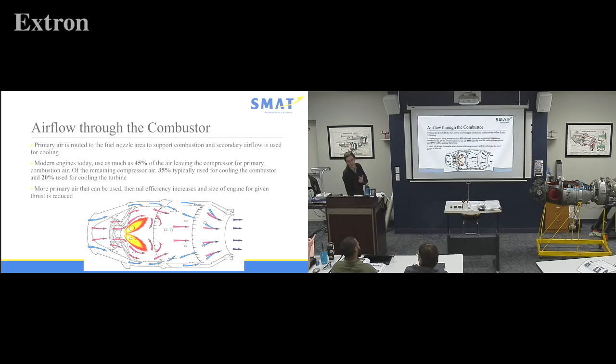I'm still confused on what the difference between primary and secondary is. Oh, so they're just saying primary air is what's being fed into the burner, and secondary air is what's used for cooling. Okay. It's the same air, it's just how much is in the combustor and how much is cooling the external of it.